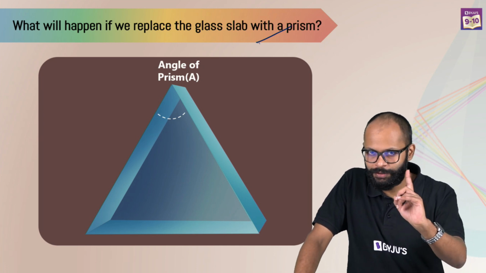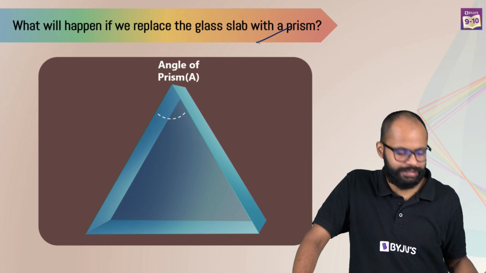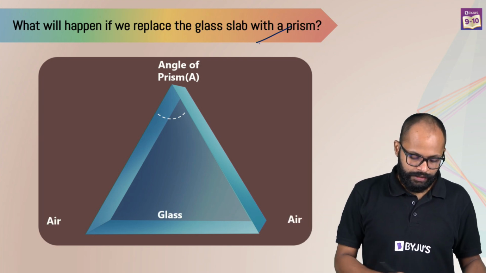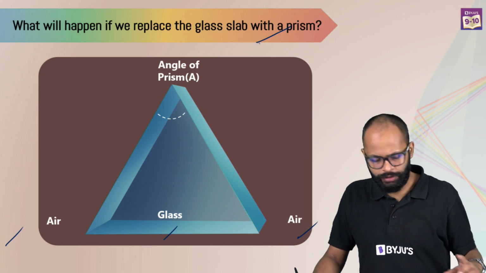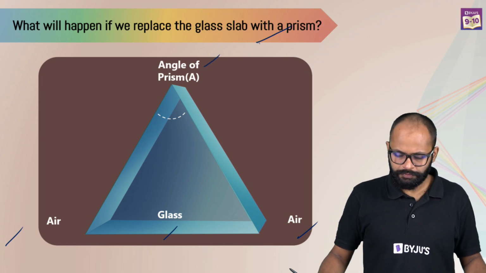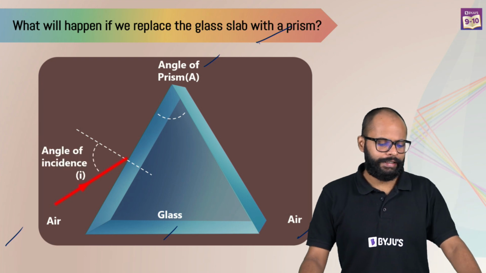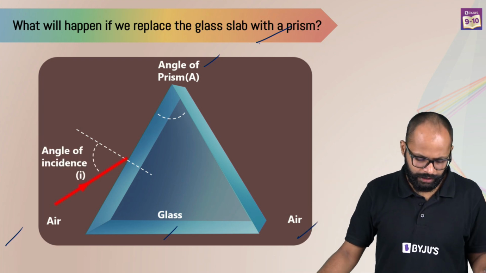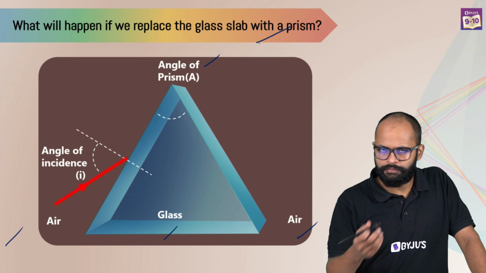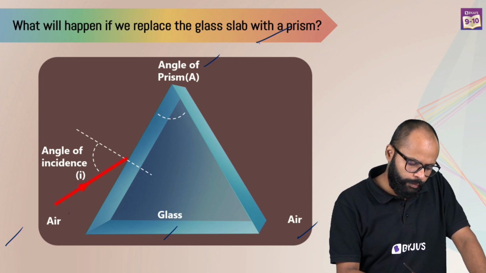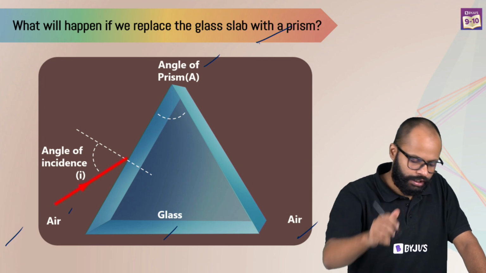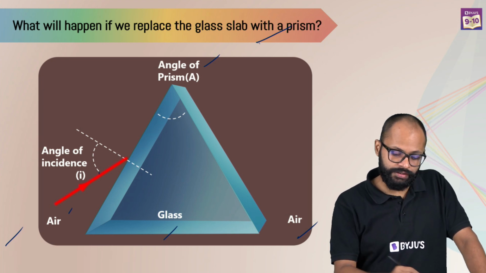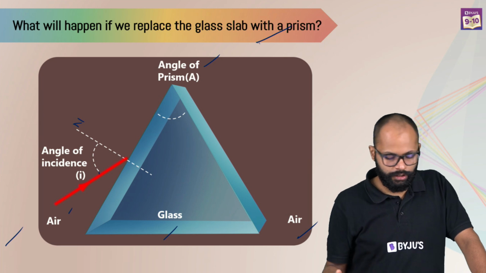So the glass slab we have understood. Let's take a look at what happens when you pass light through a prism. This is air, this is glass, this is air. I told you, most commonly we use a glass prism only, right? This is the angle of prism. If I pass one light ray, I chose red, for example, this is the angle of incidence, right? Because this is the first interface. From air into glass, the light ray is entering. Fine. So this is the angle of incidence. This is my normal, all right?